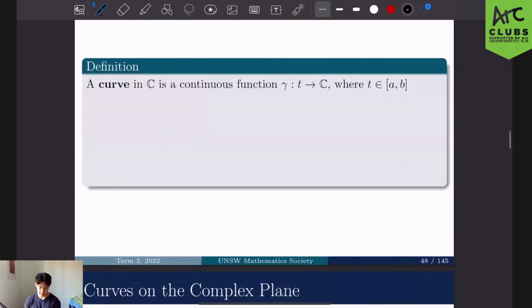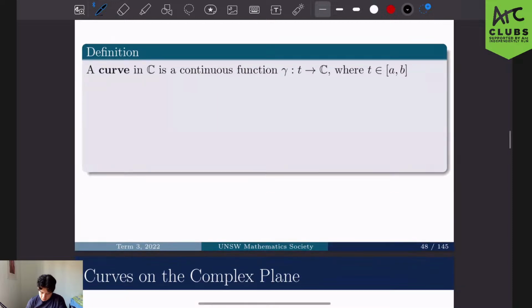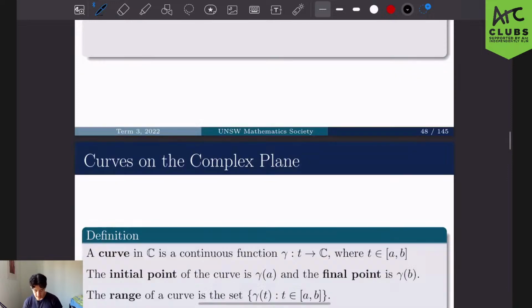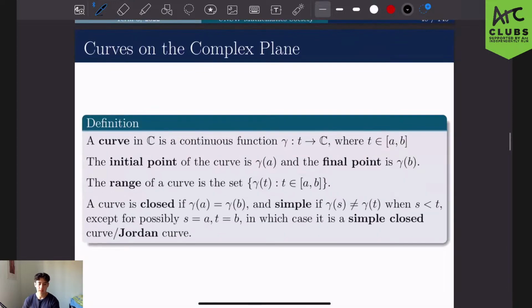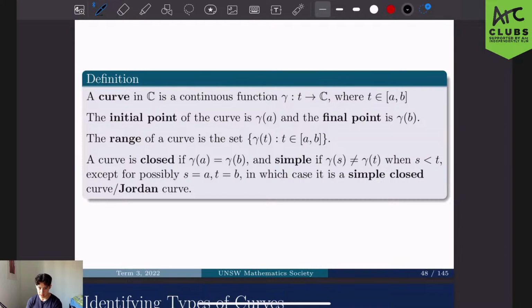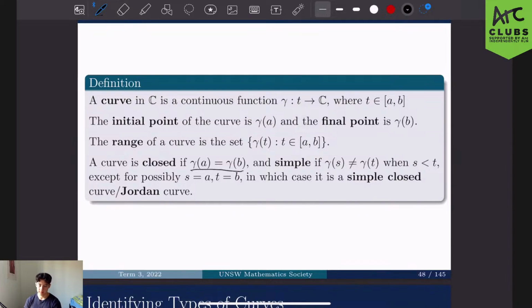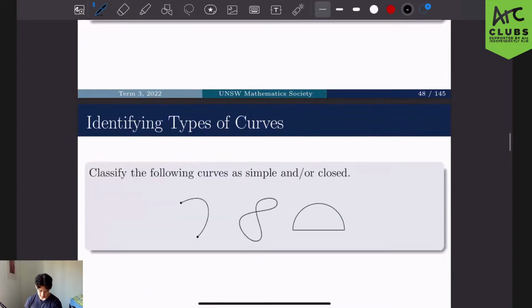Okay, so curves on a complex plane. A curve in C is a continuous function where we've parameterized it. So the initial point is going to be gamma of a and the final point is gamma of b. The range is the set. This is similar to what Lachlan was talking about before. A curve is simple if it does not cross over itself except at the endpoints, and it's closed if the initial point and the final point are the same. You can have a simple closed or Jordan curve if it satisfies both of these.